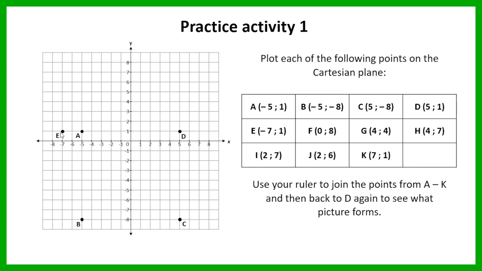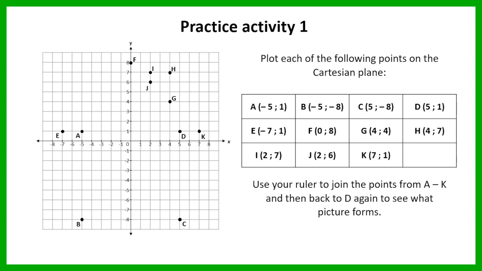Then point E should be over here at -7, 1. Point F should be up here on the y-axis at 8, where x is 0 and y is 8. Point G should be over here, where x is 4 and y is also 4. Point H should be over here, where x is 4 and y is 7. Point I should be over here, where x is 2 and y is 7. Point J should be here, where x is 2 and y is 6. Point K should be over here, where x is 7 and y is 1. So that's what all of your points should look like.